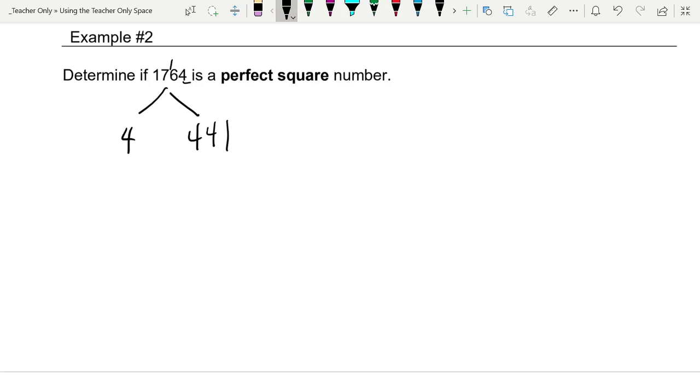Now, is 441 prime? No, it's got a 3 in it, right? 4 plus 4 plus 1, 9. It's got a 3. So let's take the 3 out of it. Oh, I guess while we're over here, let's finish that branch. There. Okay, now let's take the 3 out of 441. How many 3s in 4? 1. Carry the 1. How many 3s in 14? 4. Carry a 2. How many 3s in 21? 7.